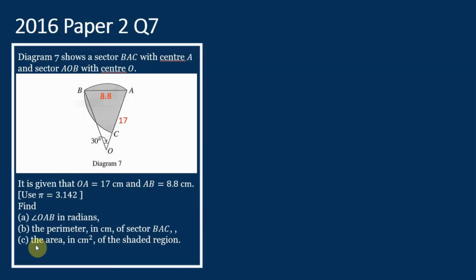C, we are asked to find the area in centimeter square of the shaded region. Now the shaded region consists of the sector and a segment. So let's find the area of the sector ABC first.